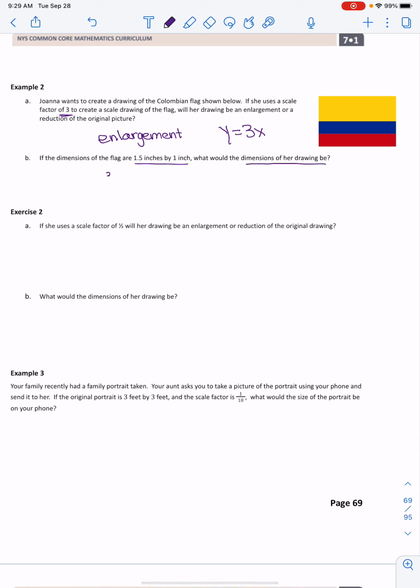So if I were to take our scale factor and multiply by each of these, so 3 times 1.5, that would be 4.5 inches. And then take our scale factor and multiply by 1, that would give me 3 inches. So our new dimensions would be 4.5 inches by 3 inches.